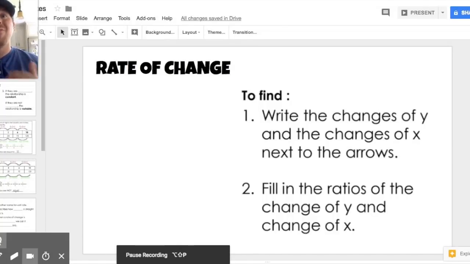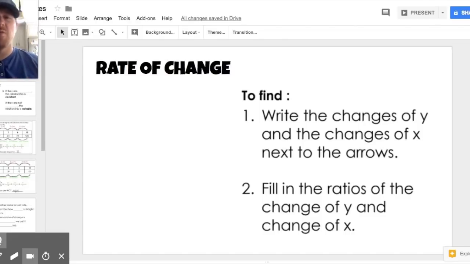Today we're going to talk about rate of change. So we've talked about unit rate. Rate of change is just another word for it. So we're going to talk about how to find it and then how that relates to slope.